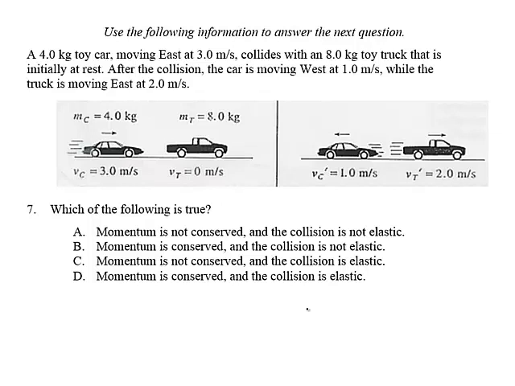A 4.0 kilogram toy car moving east at 3.0 meters per second collides with an 8.0 kilogram toy truck that is initially at rest. After the collision, the car is moving west at 1.0 meters per second, while the truck is moving east at 2.0 meters per second. Which of the following is true?